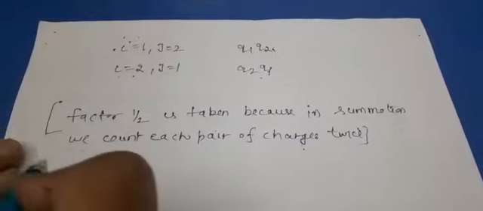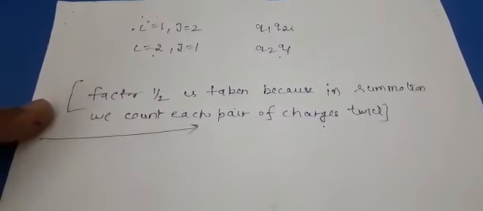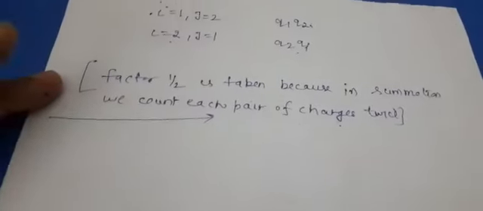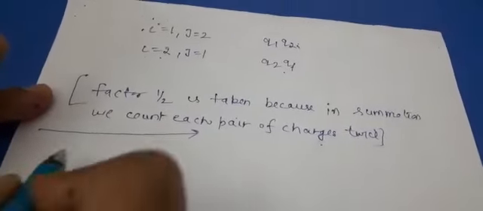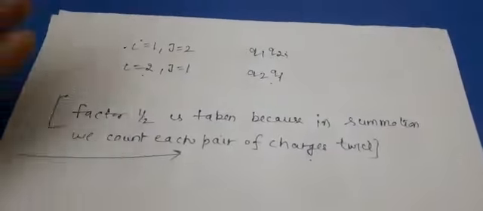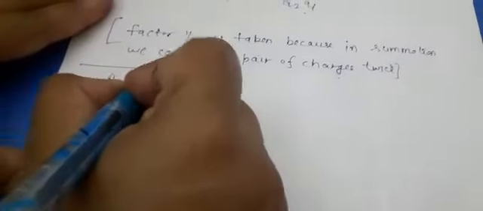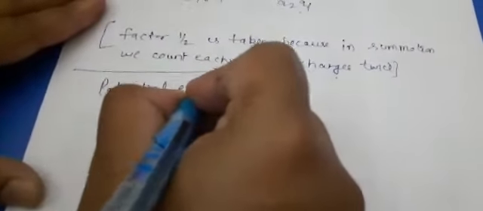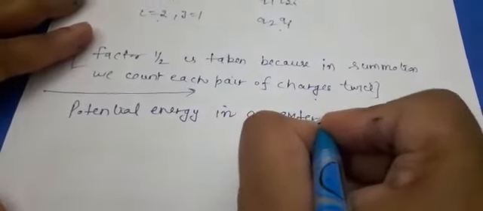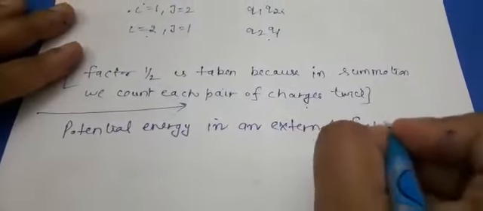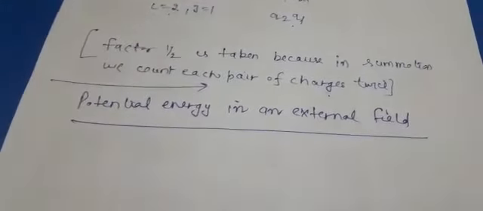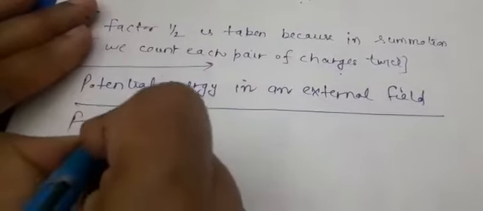Now, next, as we have taken this concept of potential energy without an external field, we have taken that when charge Q1 is brought, there was no external field present. But now, in the next topic, we will find the potential energy in an external field. We will discuss it only for a system of 2 charges.